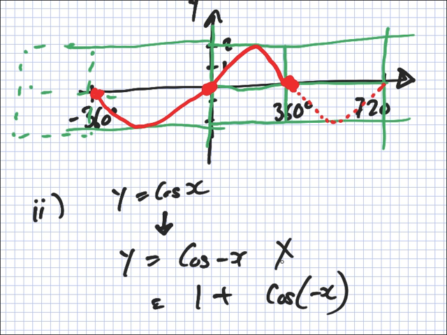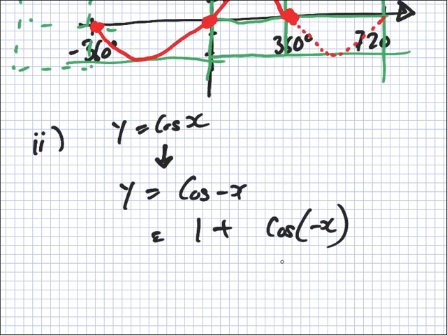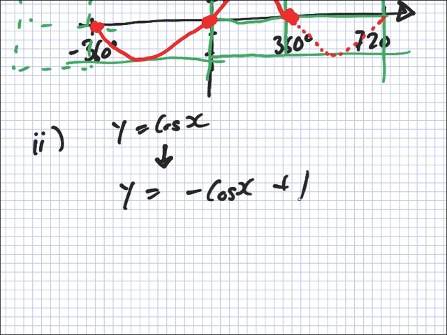Hang on, let me just Google. Can you just check the markings? Yes, you're correct there. Apparently reflected in the x means the same thing as reflected through the x. So that's minus cos x plus 1. Right? Yeah. Okay. Yes.